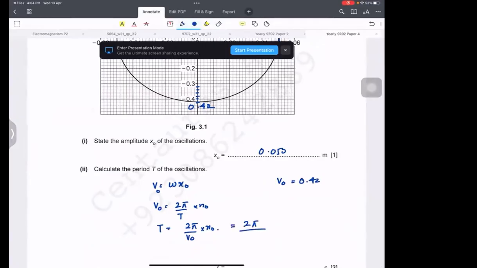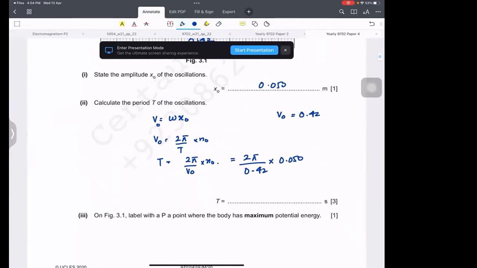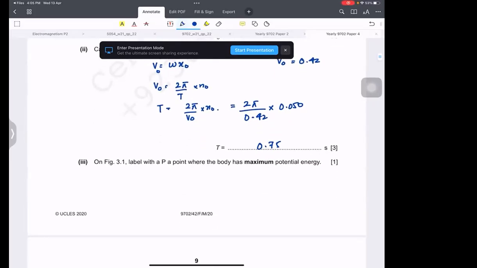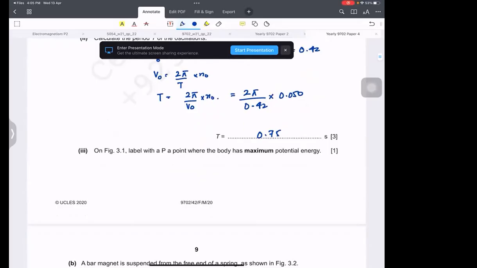2 pi divided by 0.42 times 0.050. And the answer is 3 marks for 0.75. Please be very careful about the significant figures, okay? Make sure your answers are in minimum significant figures, which are generally 2 or 3 then.